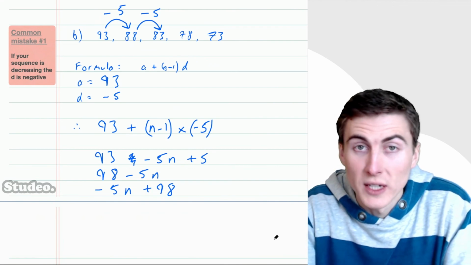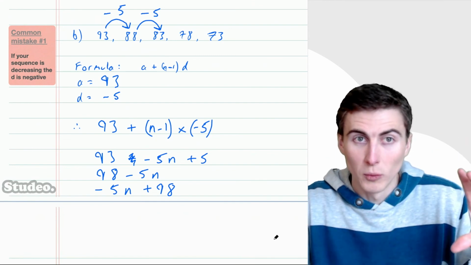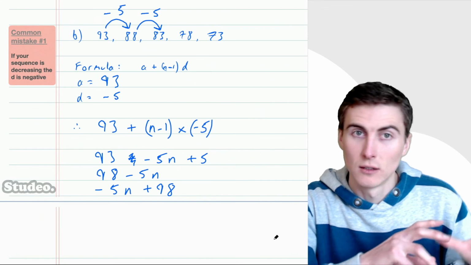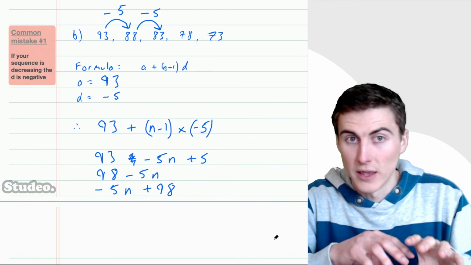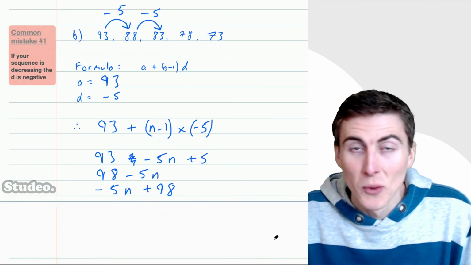So I hope that all makes sense. Just remember, whenever you have a sequence, write out the general formula, find a, find d, plug them both in, and then expand and simplify. And that's it. Hope that all made sense.